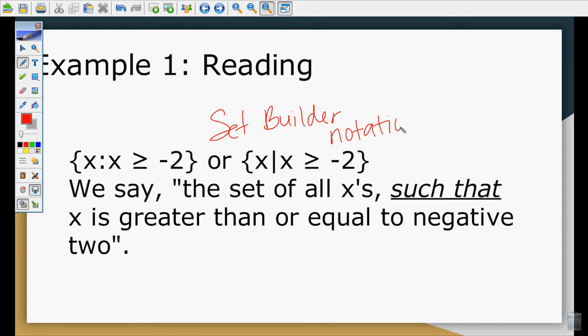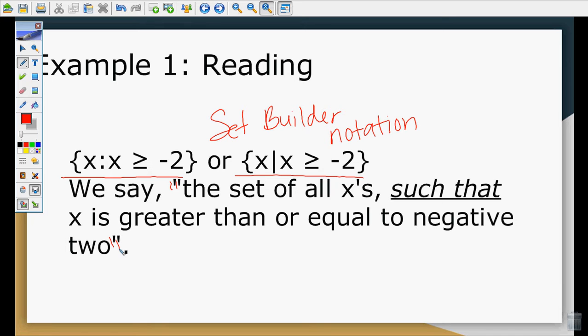Okay? So this is our example of a set builder. Set builder is basically mathematicians are lazy. They got tired of writing this whole sentence. So instead of saying the set of all x's such that x is greater than or equal to -2, they're like, we ain't writing this no more. So what did they come up with? They came up with how to represent it mathematically. So this right here, this little guy and this guy, this is what they mean. They mean the same thing.